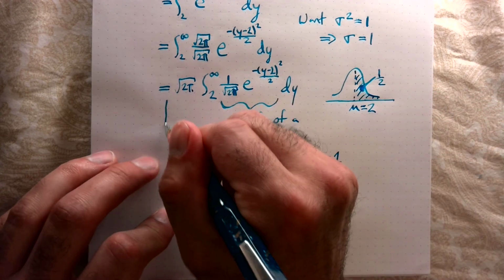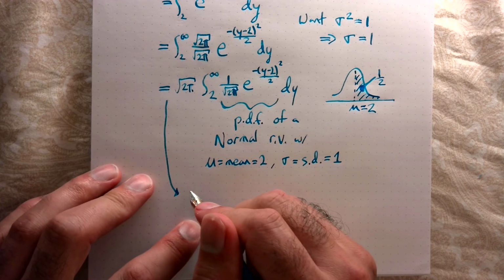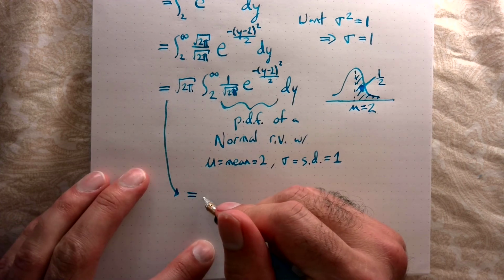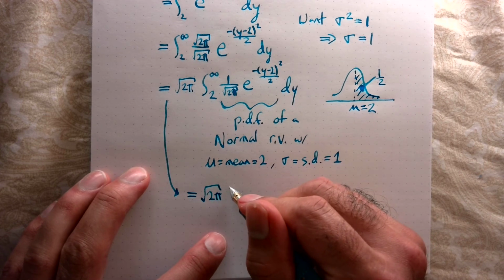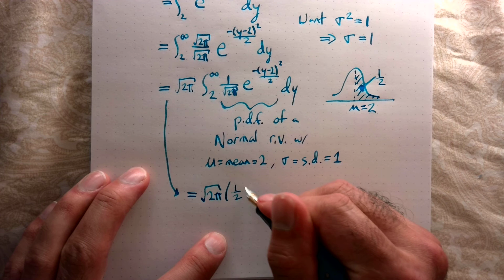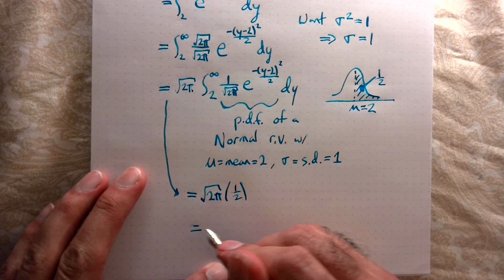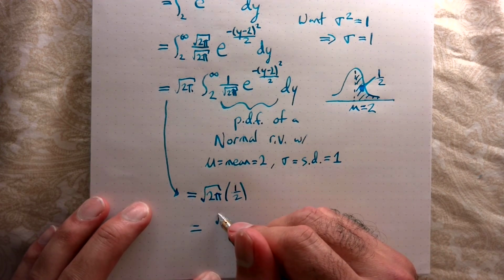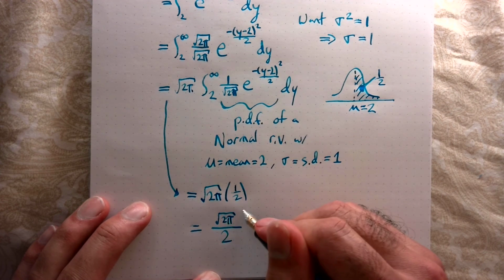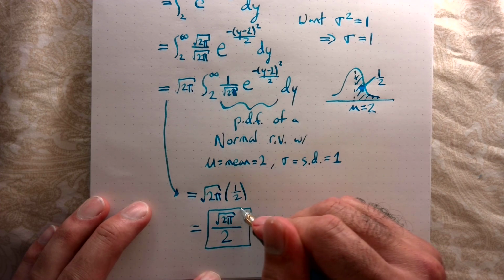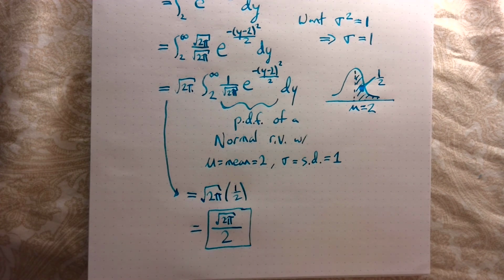So now what do I have? I have that this is equal to the square root of 2 pi times 1/2. So this is equal to square root of 2 pi over 2. I really enjoy this method. I think it's a little confusing when you first see it, but it's really nice because you don't actually have to integrate. That is what I like most about it.